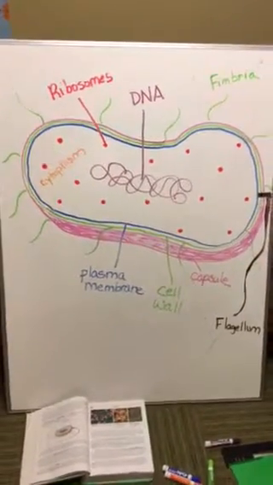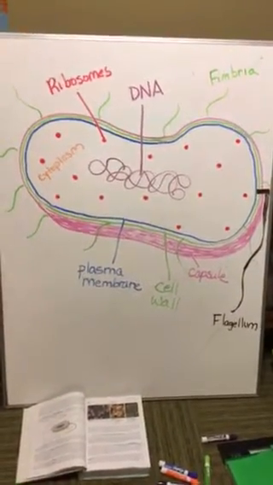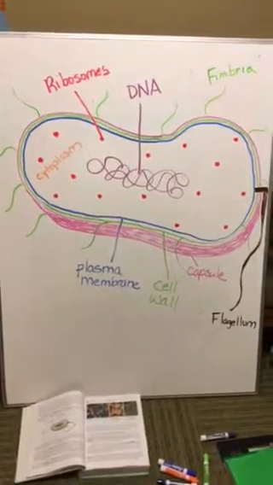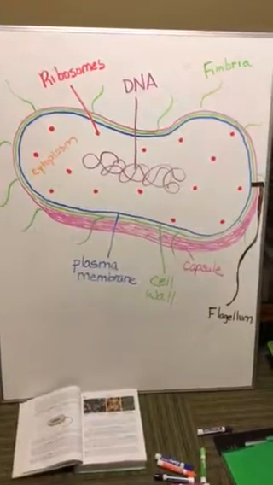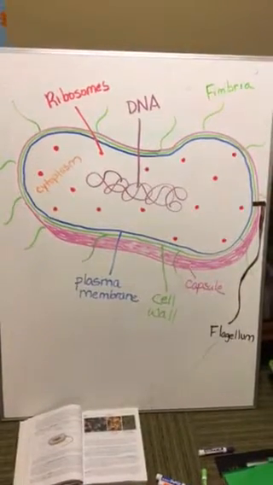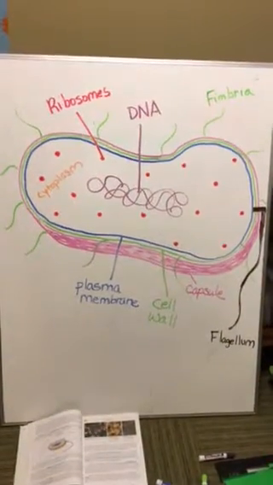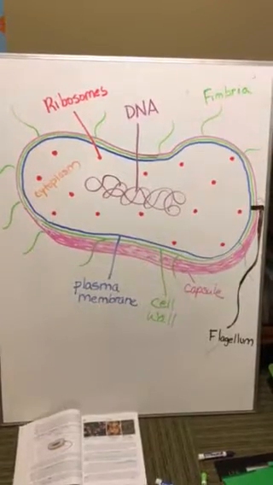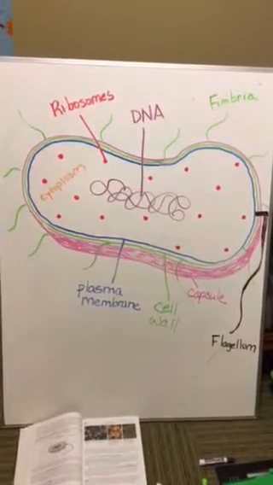The next thing I want to talk about is the DNA. And it's the swirly stuff in the middle. And you guys all know that DNA holds all the information for life. Next, let's look at the ribosomes. They are the red dots in my picture. The ribosomes are the chemical factories in the cell that make proteins.